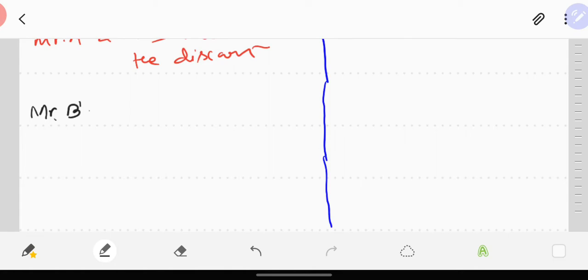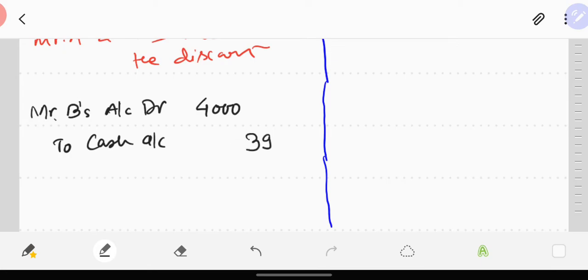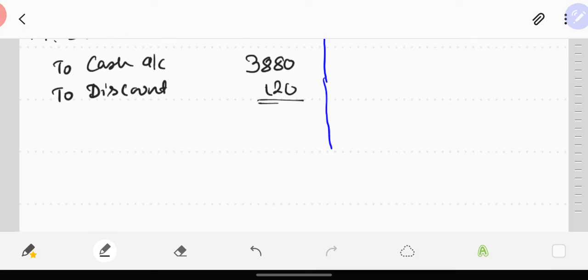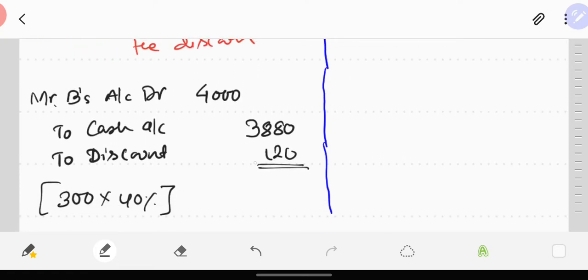Mr. B's account debit, which will be 4,000. To cash, he will give only 3,880, and to discount it is 120. Sir, how come 120 as discount that should be shared? See, total discount is 300 and 40% of 300 is 120. So this discount will be transferred to Mr. B. Now this will be recorded also in the books of Mr. B.